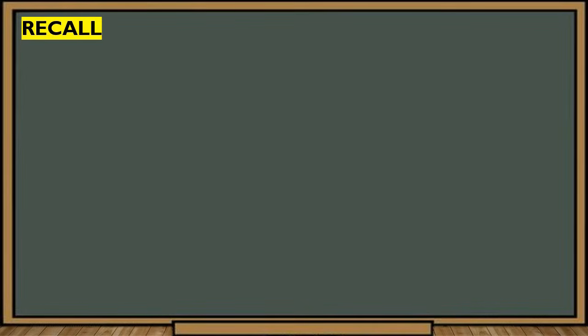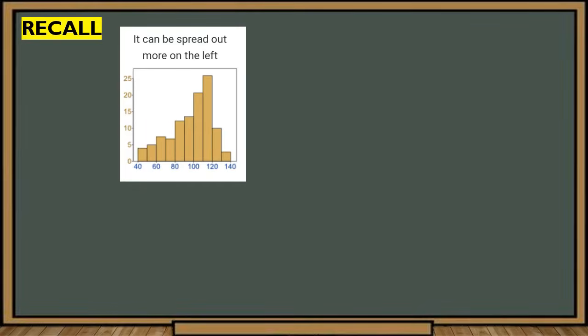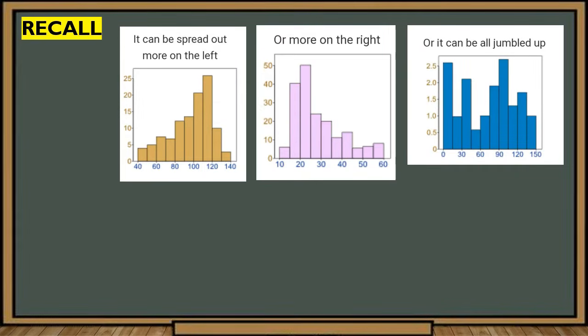During your junior high school days, you have learned about the frequency distribution and how to graph this kind of distribution. You also have learned that data can be spread out more on the left. As what you can see on the picture, mas maraming data ang nasa kaliwa, or it can be more on the right, mas marami din yung nasa kanan. Tinatawag natin itong bias distribution kasi hindi pantay yung pagkaka-distribute ng mga data. Nasa isang side lang yung mas marami, either on the left or on the right. Or meron din tayong data na naka-distribute in any direction. It can be all jumbled up.